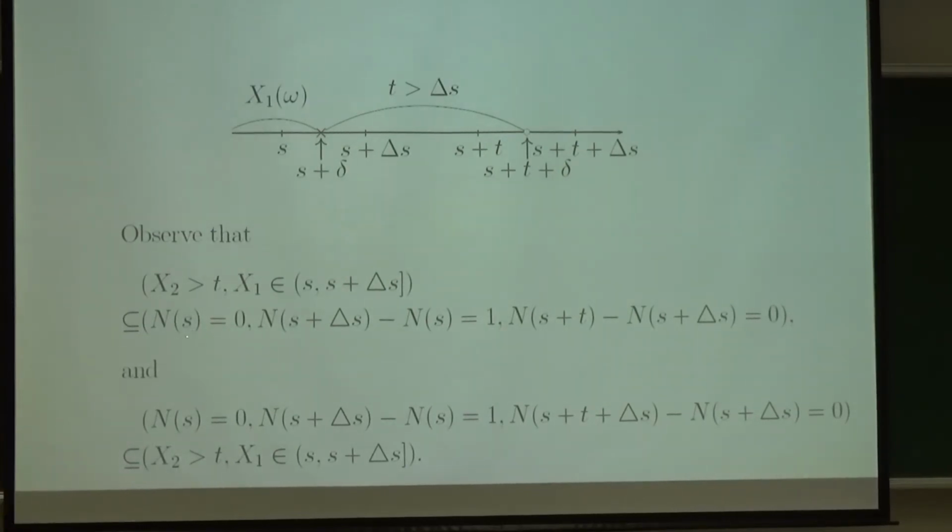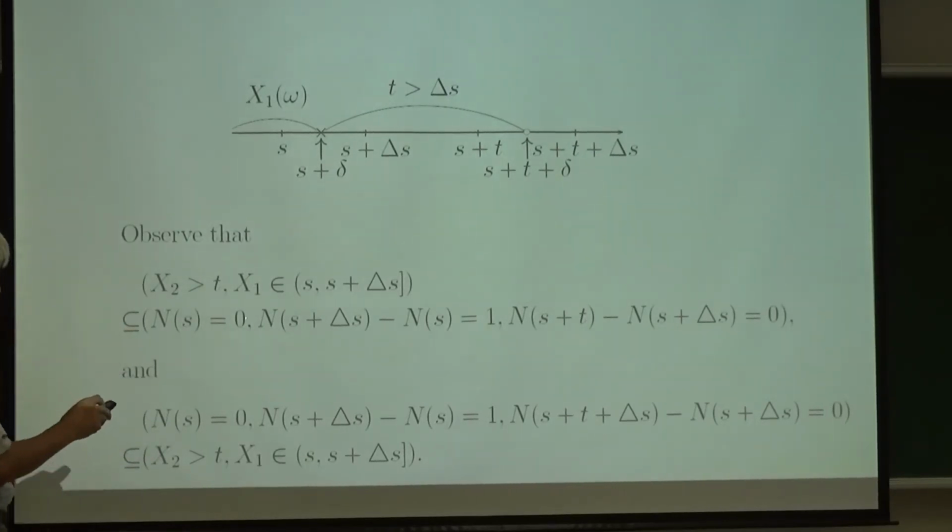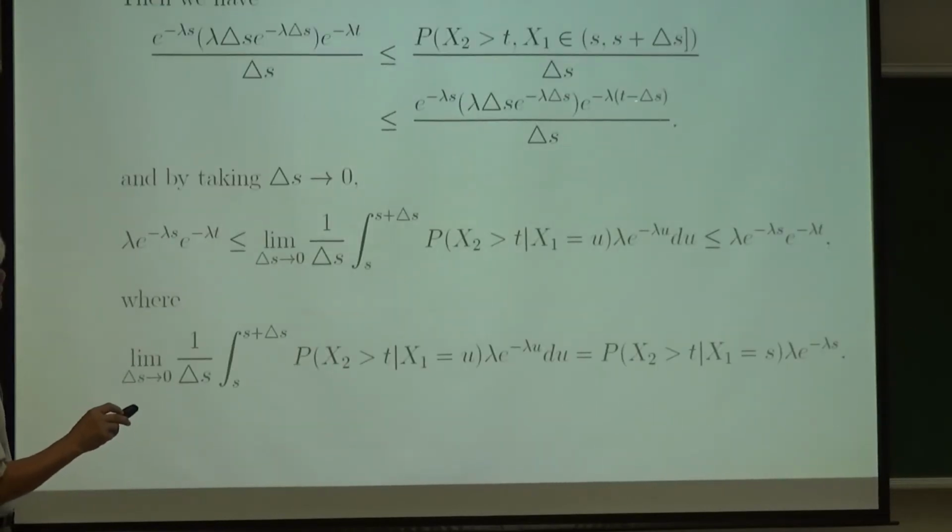The reason why I want this event is because I want to use the independent increments assumption. So the probability of this event will be less than or equal to the probability of this event. But the probability of this event is much easier to get, because it is the probability of this event times the probability of this event times the probability of this event. Okay, and so that is here.